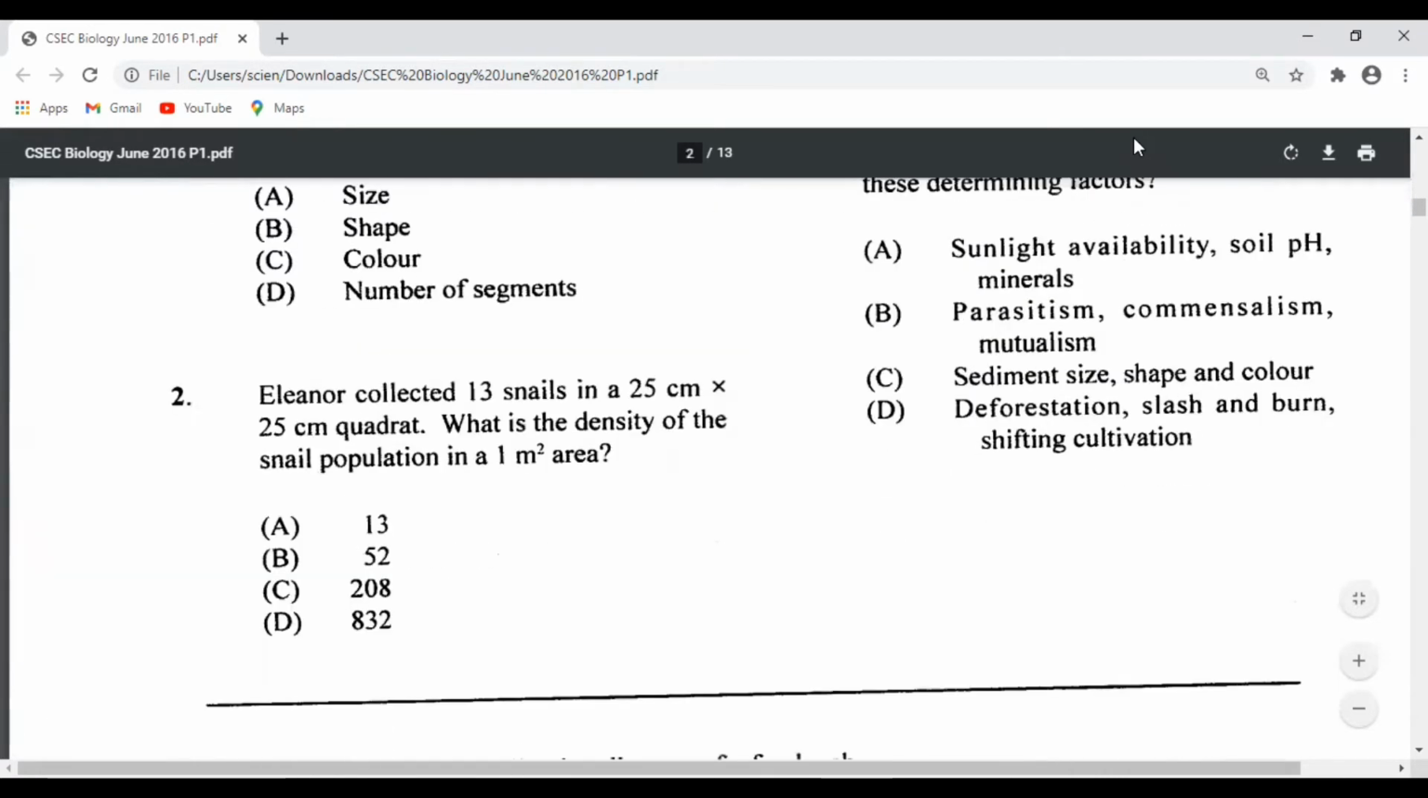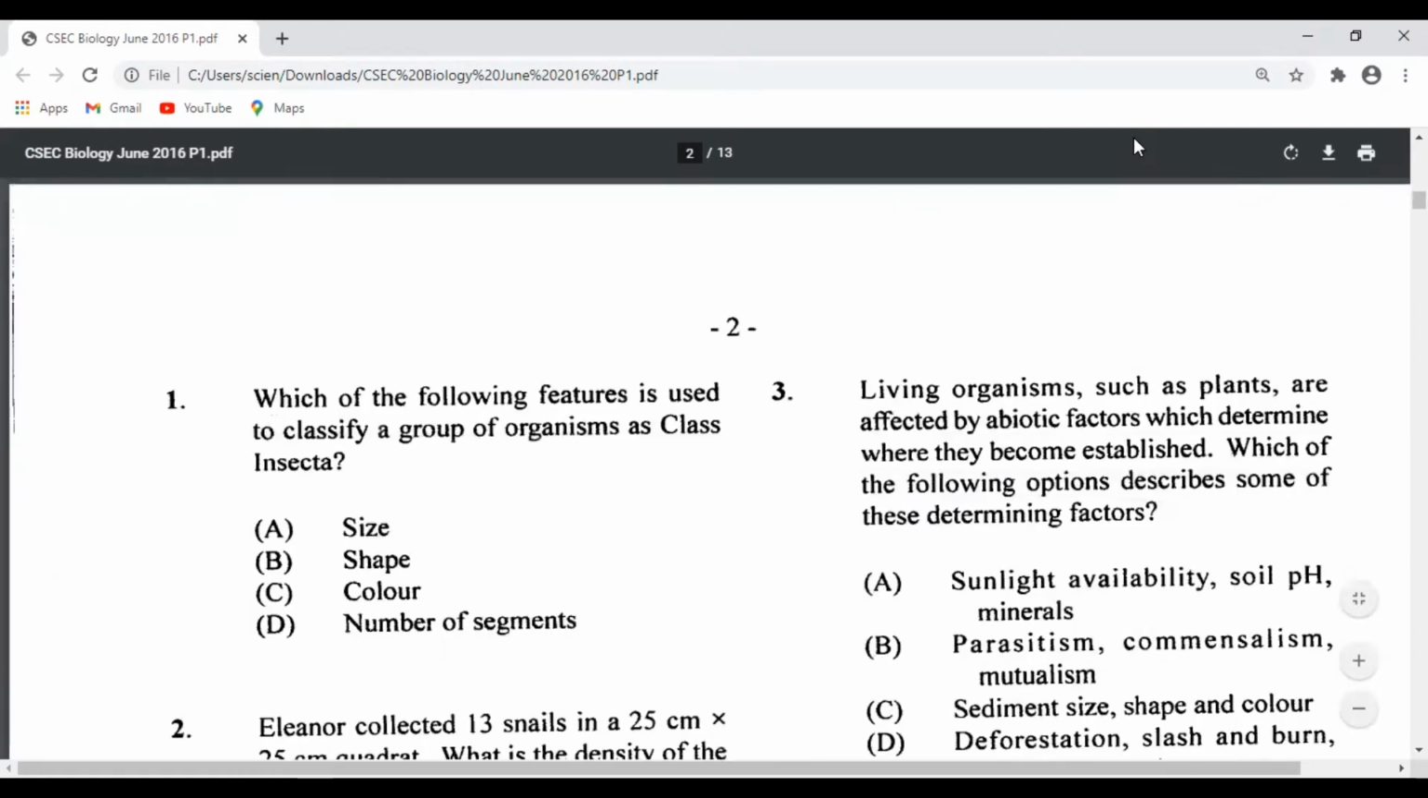Let us begin. So question 1. Which of the following features is used to classify a group of organisms as class Insecta? A, size; B, shape; C, color; D, number of body segments. So the answer would be D, number of body segments, because we spoke about this in the 2015 CXC Biology past paper, where we said that insects have 3 body segments, which are the head, the thorax, and the abdomen.